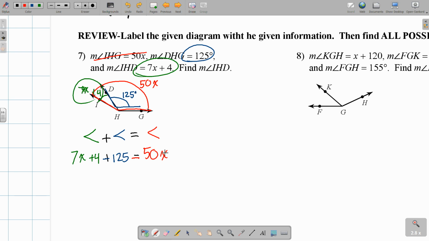You solve for X, you plug it in, and it specifically asks you to find IDH, which is key. After you solve for X, go back and find the green. Things before algebra, and the colors are really helpful here.